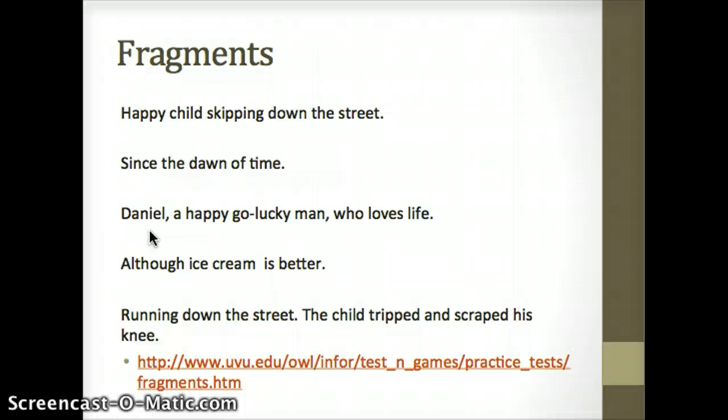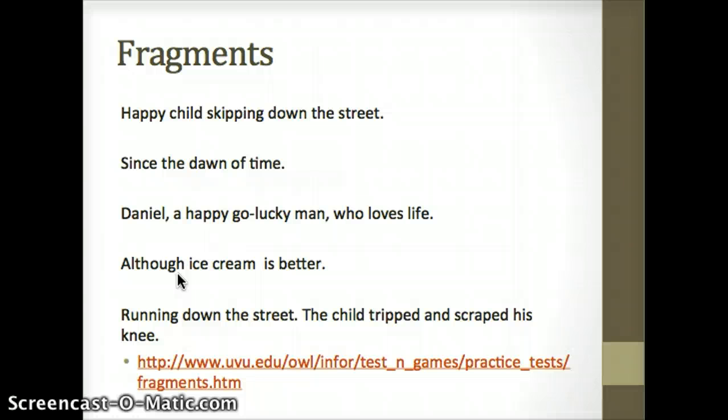Fourth one, although ice cream is better, you have a subject and a verb, but we have the word although, so this would be a dependent clause. So the word although sort of makes it into a subordinate clause or dependent clause where it can't stand on its own, so you need to have more information. So although ice cream is better, comma, I prefer chocolate cake. Something like that.